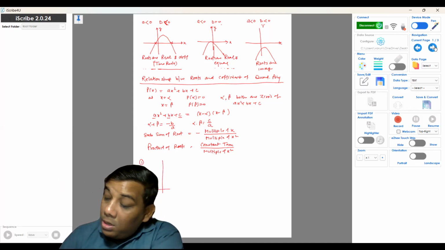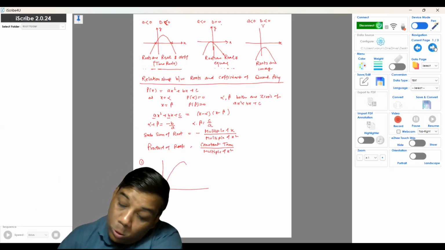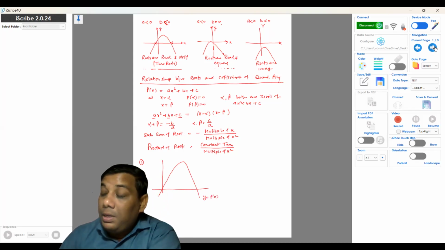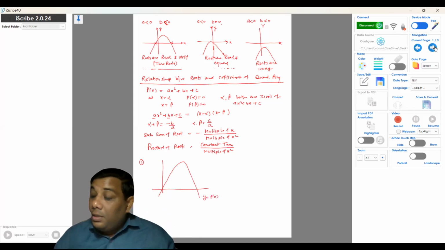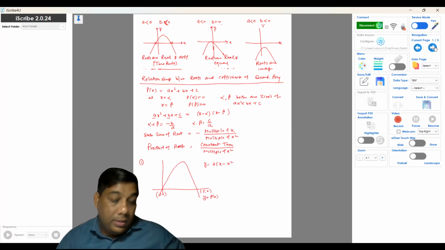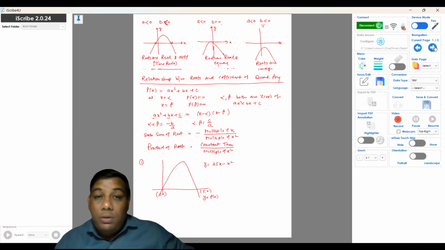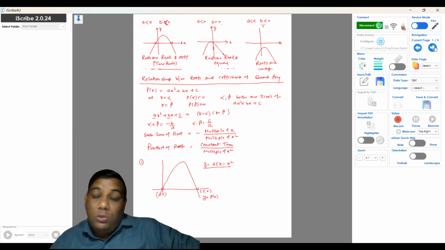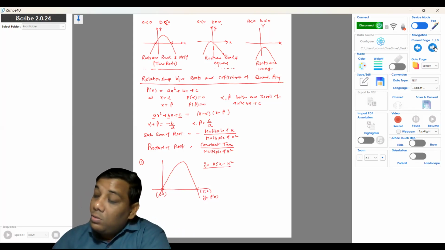The graph of the polynomial is given to you. This is the graph of the polynomial y equal to p(x). This point is given to you, 0, 0. This is 5, 0. And the value of y is given as 25x minus x square. Means the graph of the polynomial y equal to 25x minus x square is given to you, and the graph will intersect the coordinate axis at 0, 0 and 5, 0. Now the first question is on this.